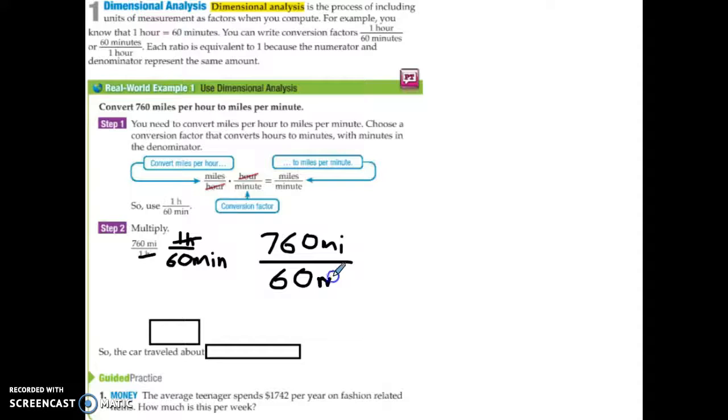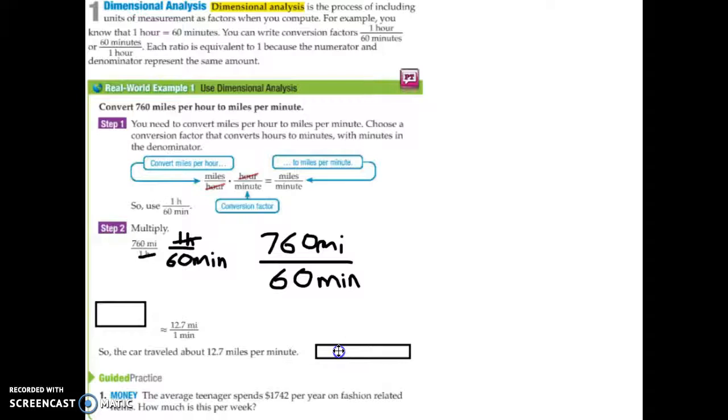And now what we did before we left for break was unit rates. Well, I want to find out how many miles per 1 minute. So just like you did before break, you take the numerator and divide it by the denominator. So you do 760 divided by 60, and that will give you about 12.7 miles per minute. That's how many miles you're going per minute. So in word form, that's what it looks like. In fraction or mathematical form, that's what it looks like.